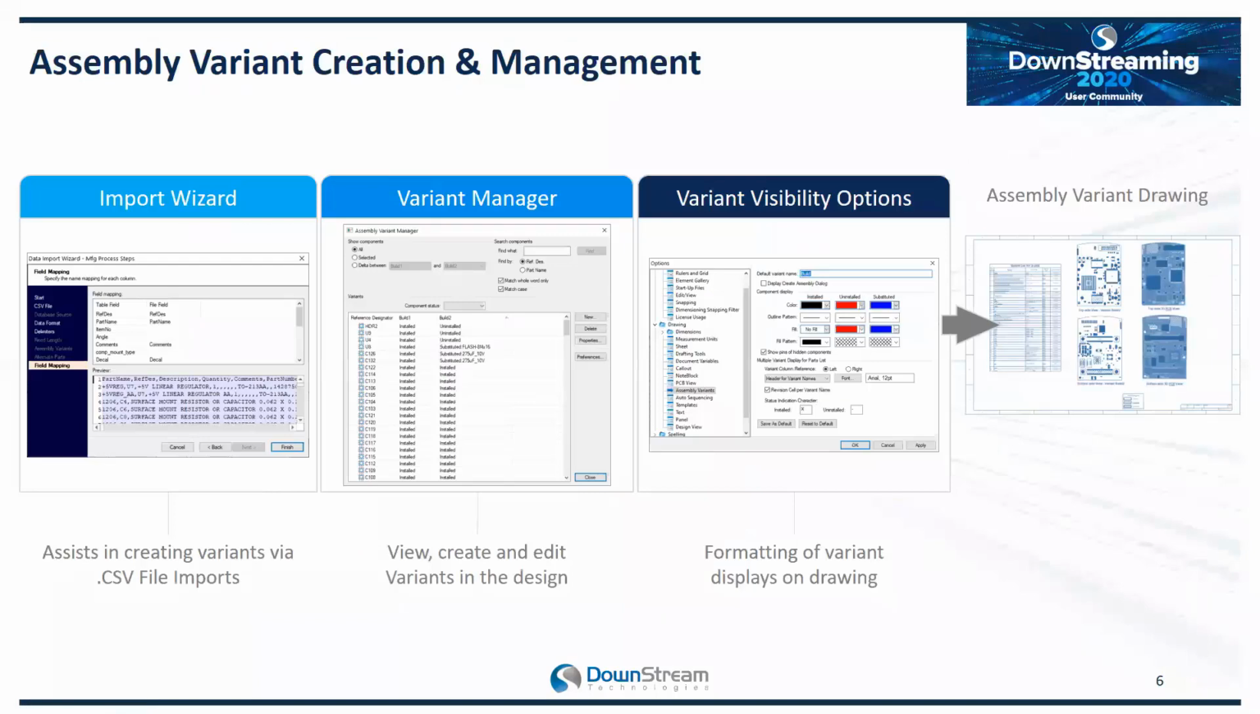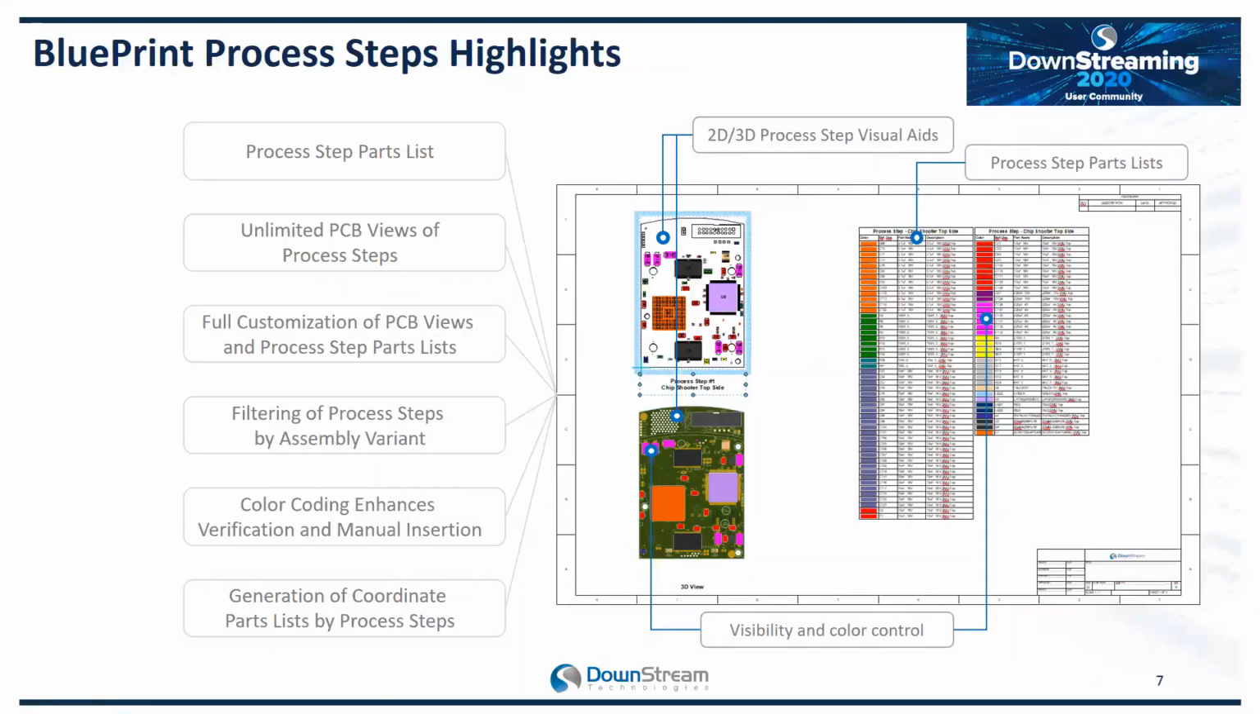Now we're going to go over the process steps, talk about the highlights, and then we'll talk about the tools. Just like with a PCB view or any PCB document, 2D or 3D, I can have as many PCB views as I wish for whatever my particular purpose is. Here, again, I'm showing a 2D view of a process step. These are the parts, color-coded, that get installed in this step in the process.